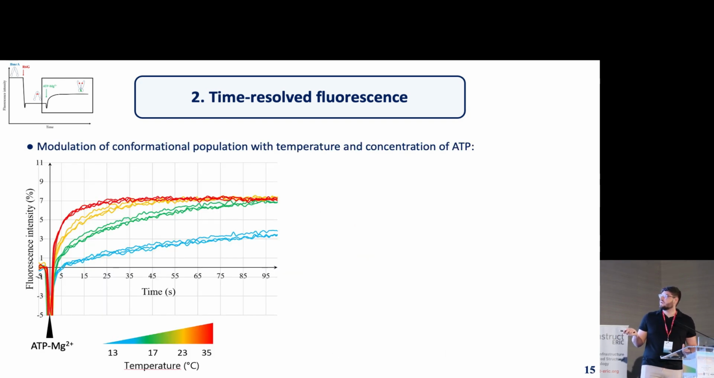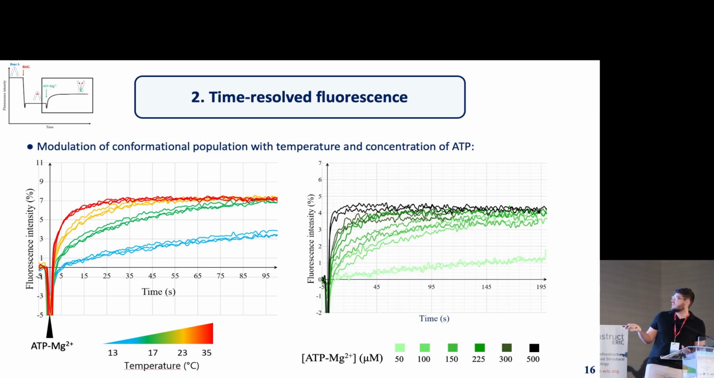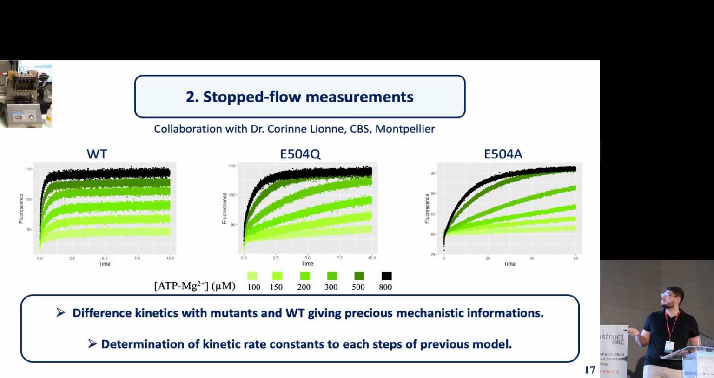I can also modulate the shift of population with temperature: the higher the temperature, the quicker the transition. And I can modulate it with ATP concentration. These experiments were realized with our own spectrophotometer, and we aren't accurate in the first seconds. My dead time is around 3 seconds to add and mix compounds. That's why we use a stopped-flow machine in collaboration with Dr. Corey Milon to get information about initial speed.